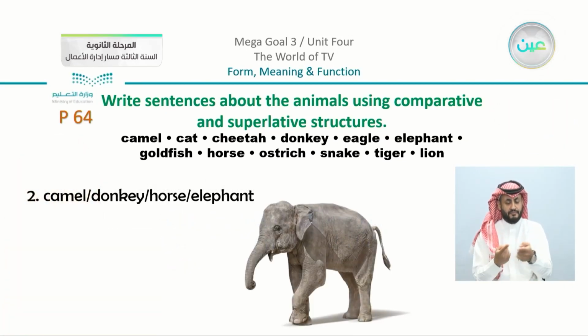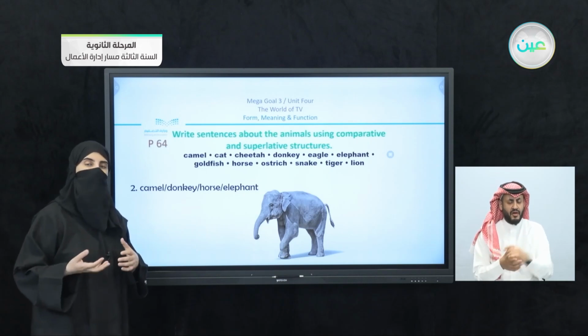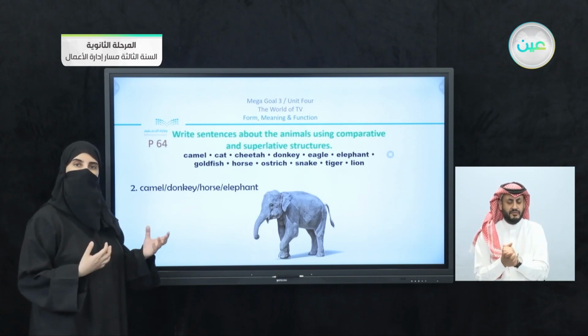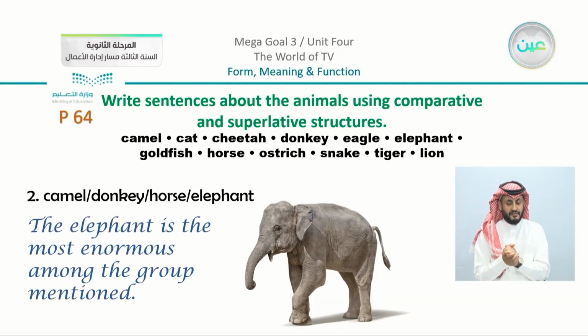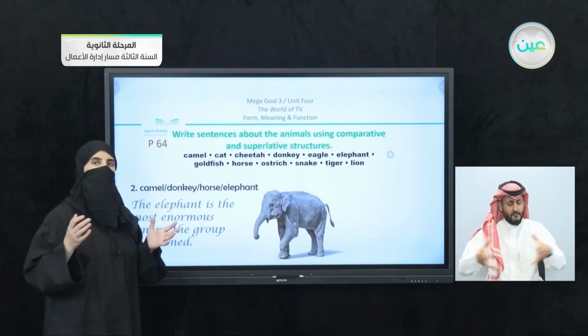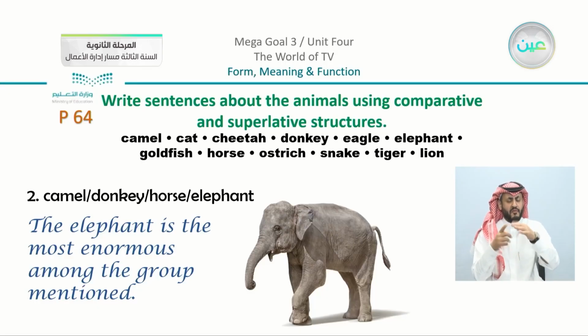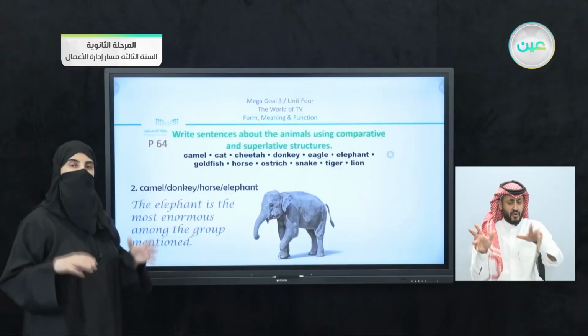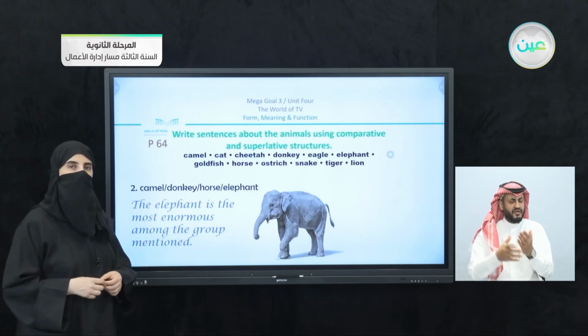Here we have camel, donkey, horse, and elephant. Now, I am looking forward to knowing what are your thoughts and how can you make this type of comparison interesting. So we're going to see that we have the elephant is the most enormous among the group mentioned. So this is the easiest sentence that we can come up with. The elephant is the most enormous among the group. I chose enormous, a long adjective, and I added the most before it.